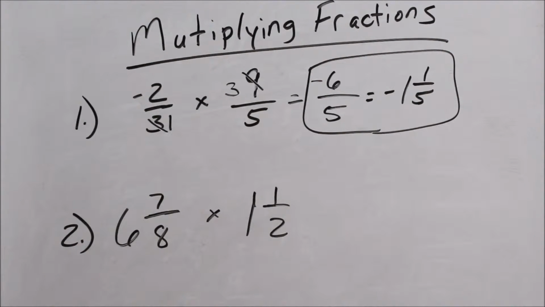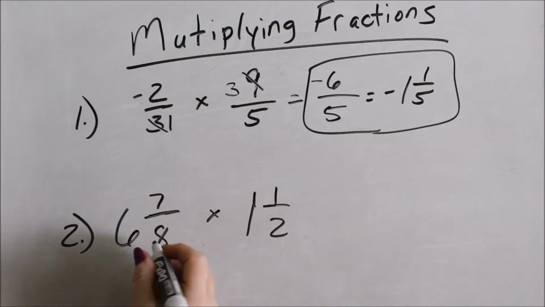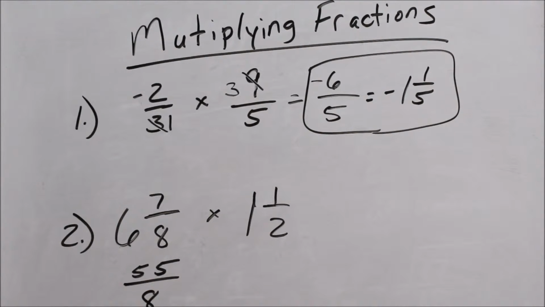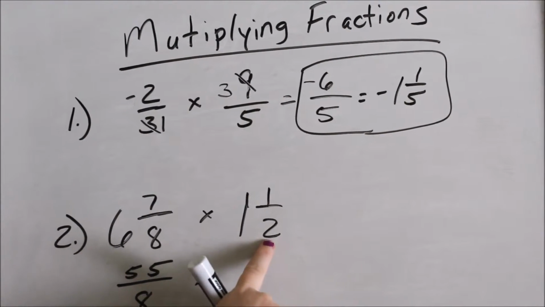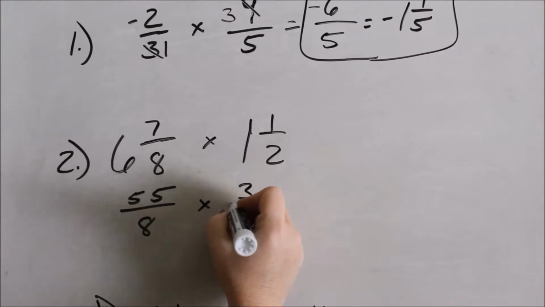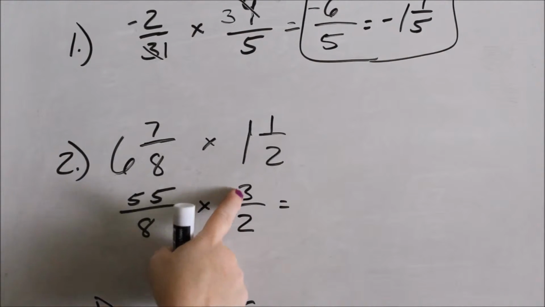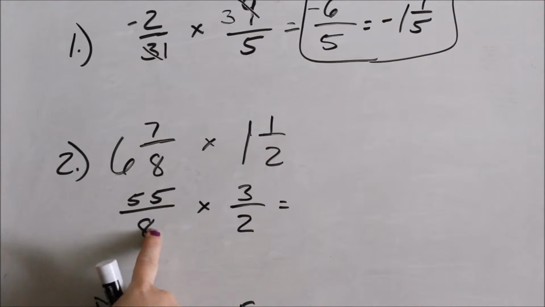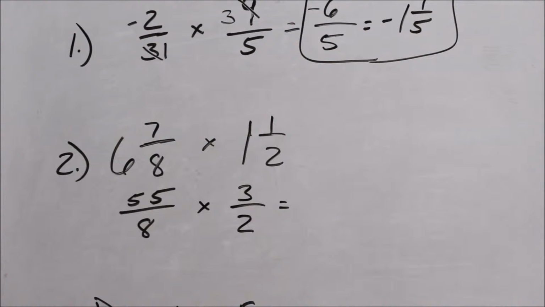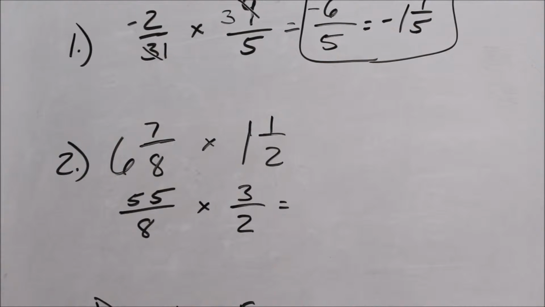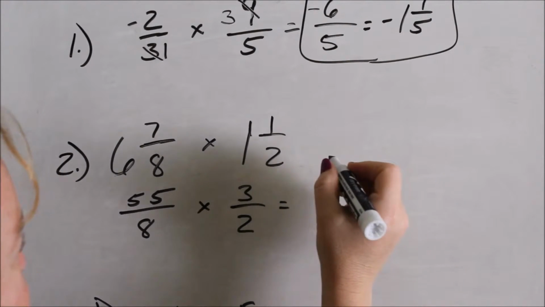Alright, when you're multiplying mixed numbers, my recommendation is to just change it into an improper fraction. Okay, 6 times 8 is 48, plus 7 will be 55, all over 8, leave your same denominator, times 2 times 1 is 2, plus 1 is 3, so that's the same thing as 3/2. You look to see, can I cancel anything? Okay, 3 and 8, it has to be from numerator to denominator. 3 and 8, you can't reduce 3 and 8 by the same thing, and you can't reduce 55 and 2 by the same thing. So 55 times 3, that would be 15.